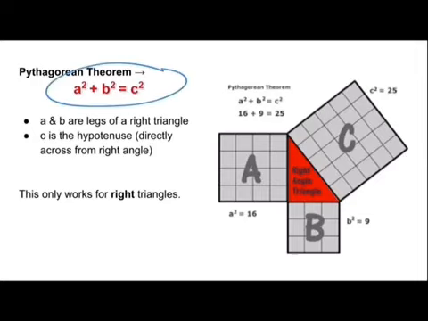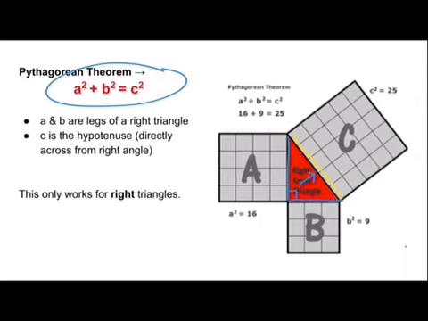What does that mean? A and b are legs of a right triangle, and so the legs are the two that connect together to make that right angle. So there's that right angle right there. And then we also have C, which is the hypotenuse, which is directly across from the right angle. So if you see here, that would be C. So here's the length of C.